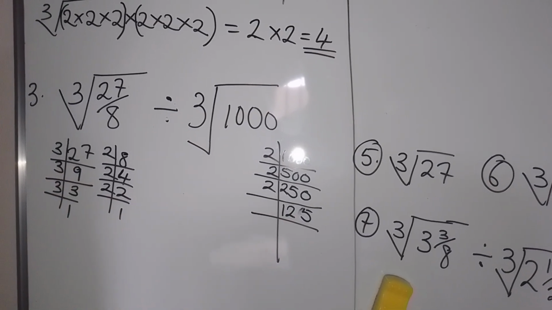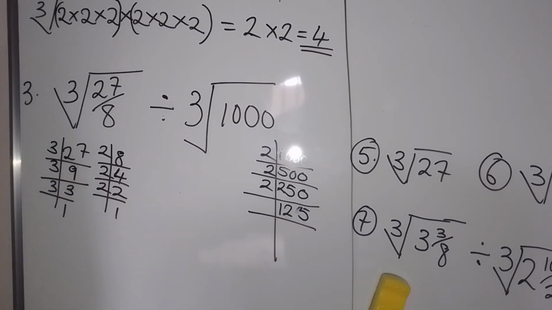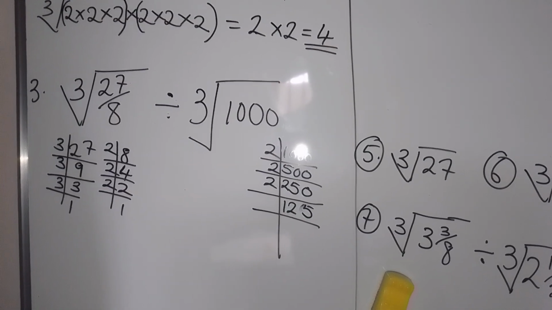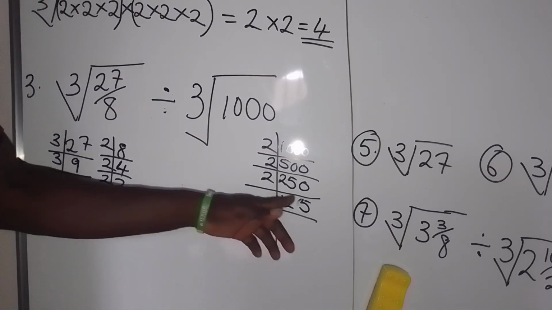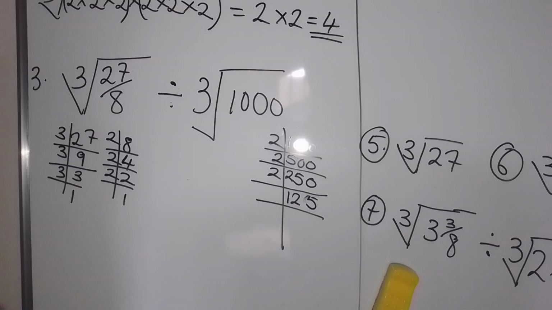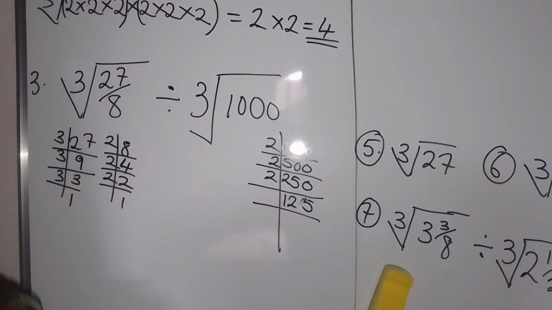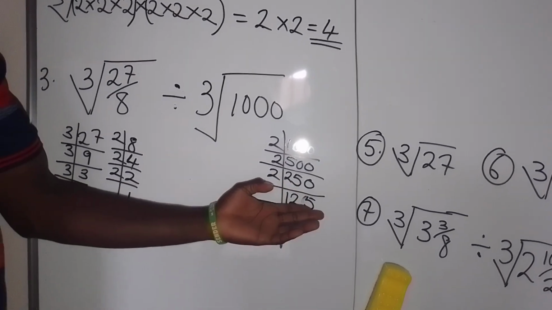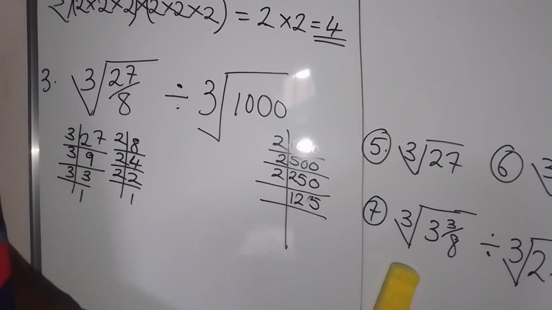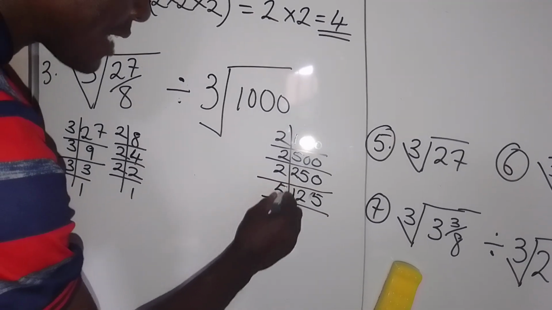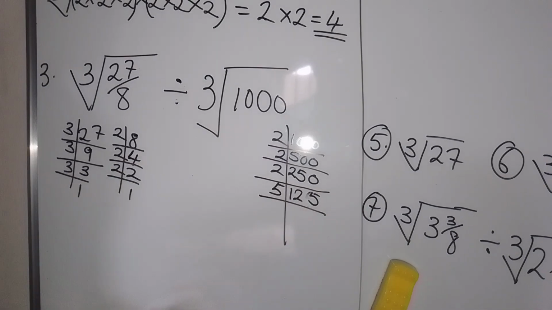1 plus 2 is 3. 3 plus 5 is 8. 3 cannot divide 8, so therefore 3 cannot divide 125. Now let's look at 5. Remember, I told you in my previous videos, numbers that end with 5 and 0 can be divided by 5. So 5 can divide 125.